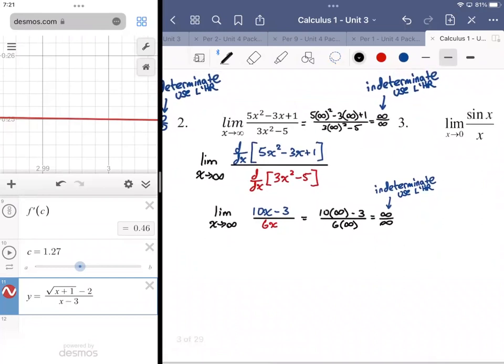So the indeterminate form is an invitation to use L'Hopital's rule. So now I can apply it again. So d/dx of 10x minus 3, over the derivative with respect to x of 6x. So we've got a second layer of this L'Hopital's rule going on.